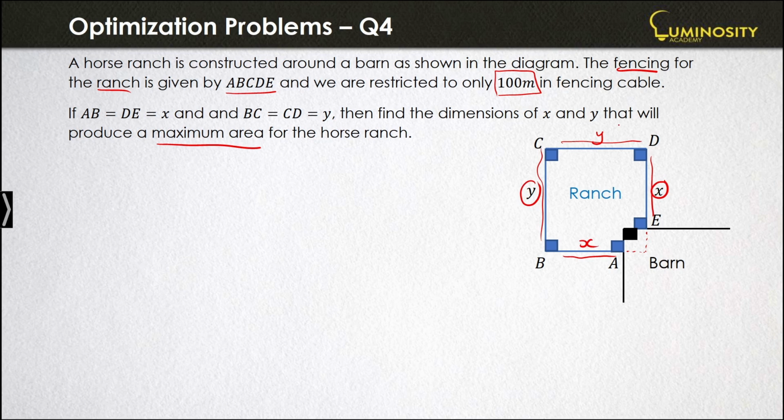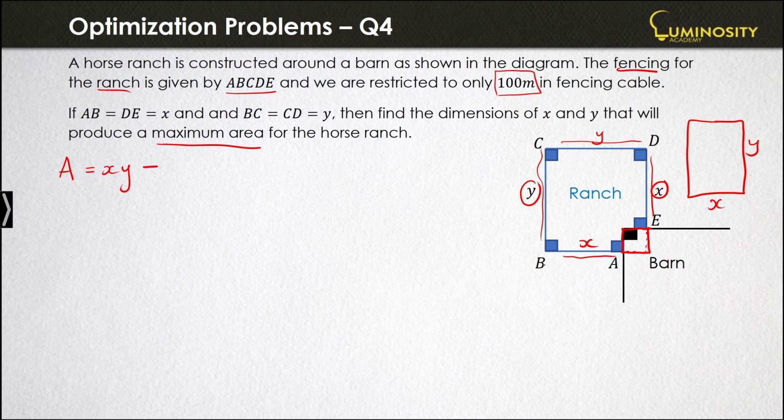So how can we find the area of this ranch in general? It almost looks like a rectangle of X by Y. So the area of the ranch in terms of X and Y is the full area, X times Y, but minus this piece here. What are the dimensions of that piece? It looks like a square.